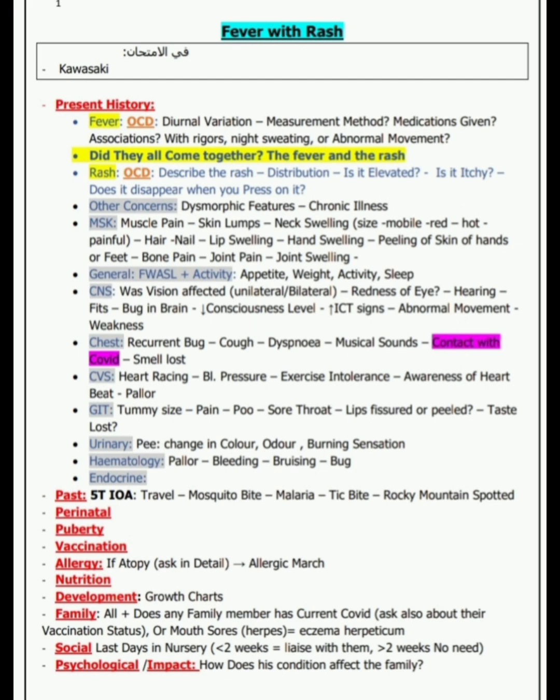Traveling history is, as usual, important in fever with rash because of mosquito bites. We know that mosquitoes cause malaria. Tick bites are very important because we know Lyme disease is caused by tick bites. Rocky Mountain spotted fever is also on the differential diagnosis, so we exclude it.